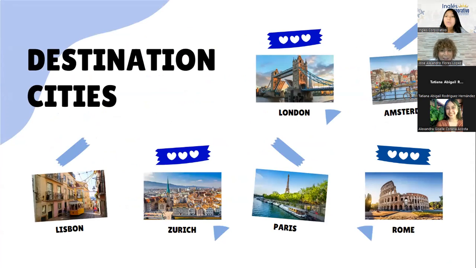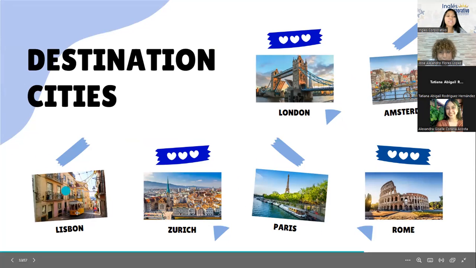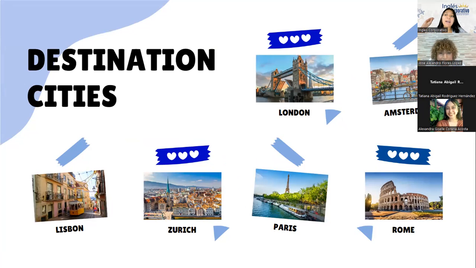Destination cities. We have different destination cities right here. We have London, we have Amsterdam, we have Rome, we have Paris, we have Lisbon, we have Surrey. You can choose whatever you want. Si no tenemos donde usted quiere viajar, solamente lo agrego, okay? Esos son ejemplos. Those are examples only, okay? So we have destination cities.